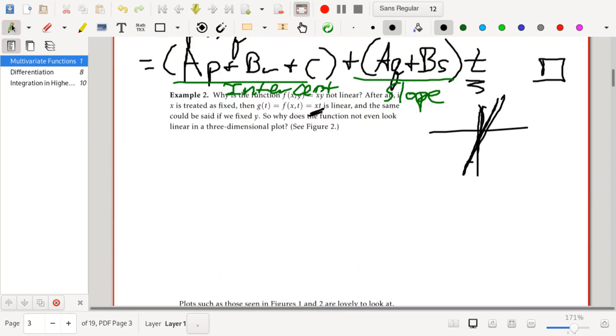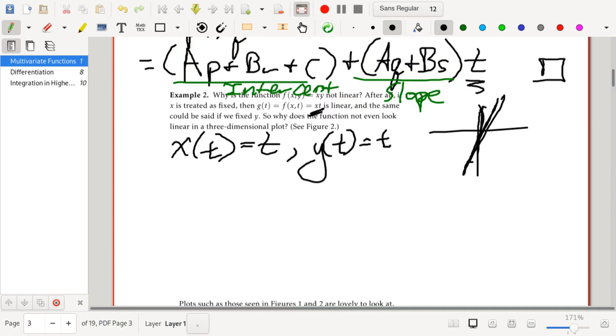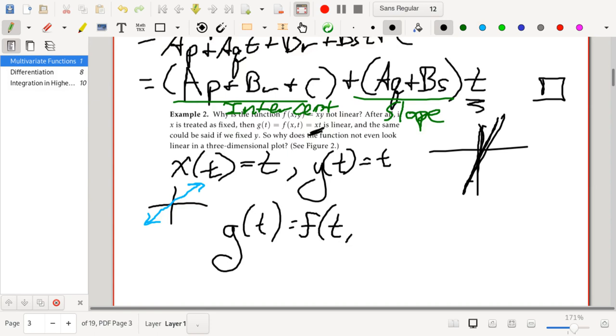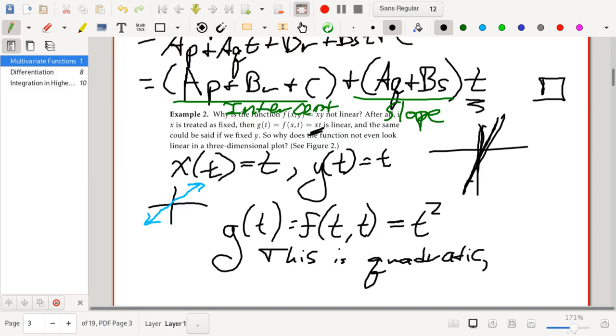Well, if we say that x of t is equal to t and y of t is also equal to t, this would correspond to a linear path where we are just traveling along the line x equals y. So that's basically the line across which we are slicing this function. If we then look at the value of this function along this slice, f of t, t, we do x times y, which is t times t, which is t squared. And t squared is quadratic. So this is quadratic, it's not linear.